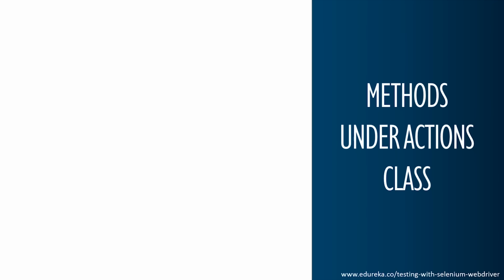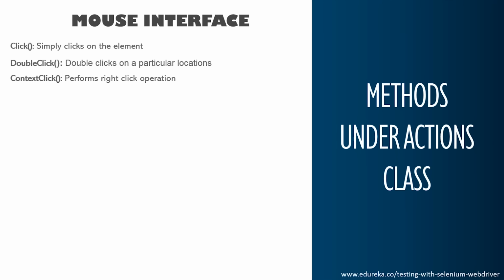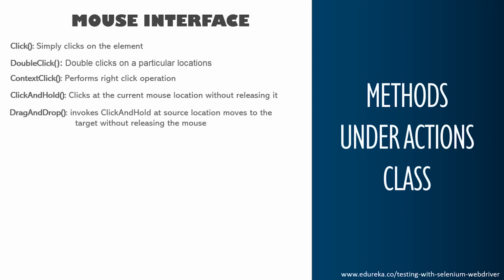Now let's discuss the mouse events in Selenium. There are a few methods under these mouse events, say click, which simply clicks on the element, double click, which helps in double clicking on the web element, context click. This is something new. This context click performs a context click, that is a right click on a web element. Click and hold clicks at the present mouse location without releasing it. Drag and drop. I think you guys might have wondered how to drag and drop a particular element on the web page using Selenium. So this drag and drop feature can be achieved in Selenium by using this actions class.